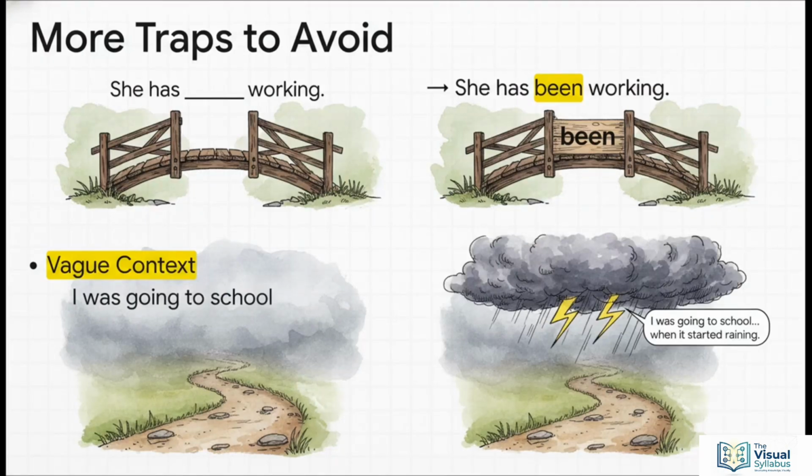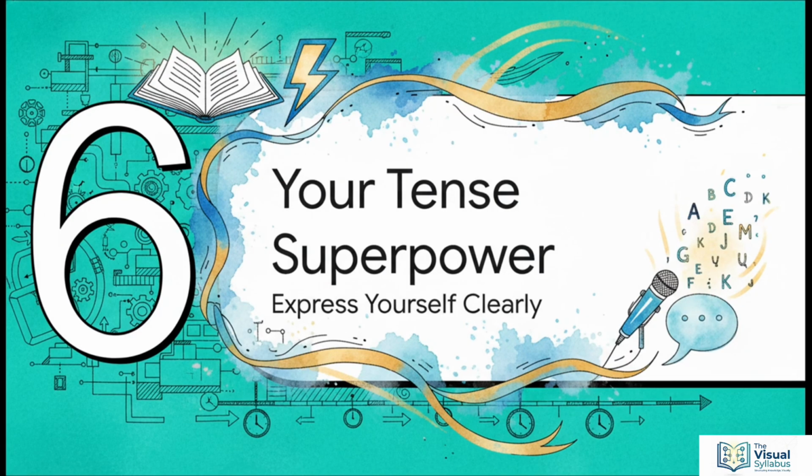And here are 2 more quick ones to look out for. First, just a simple mistake. Don't forget the word been in those perfect continuous tenses. And second, the past continuous often feels a little lonely by itself. I was going to school. Okay. And it's like the background music to a story. It needs a main event to interrupt it. Something like, when it suddenly started raining. Much better.